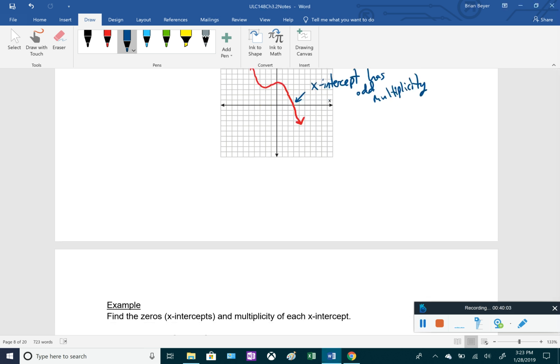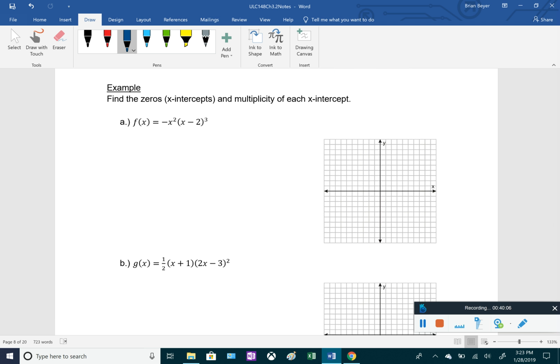So let's do some examples here. Let's find the zeros, which means x-intercepts. Find the x-intercepts and the multiplicity of each x-intercept. So for the first one, we have f of x is negative x squared times x minus 2 cubed. So we want the x-intercepts, so we set it equal to 0. So we have negative x squared times x minus 2 cubed equals 0. This is nice and factored for us already, so we can just use the zero product property and say, well, that either means negative x squared equals 0 or x minus 2 cubed equals 0.